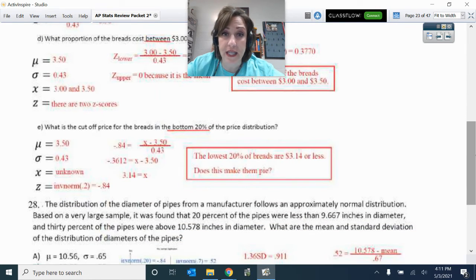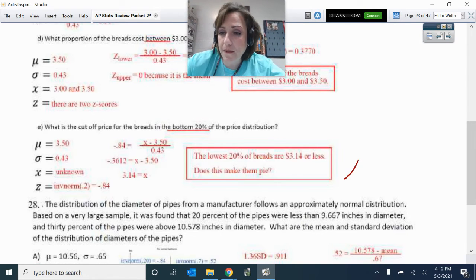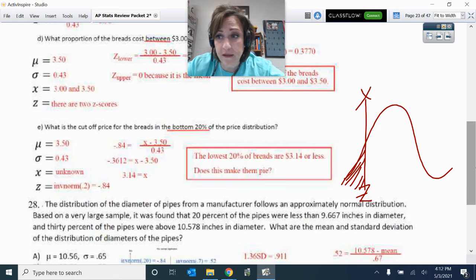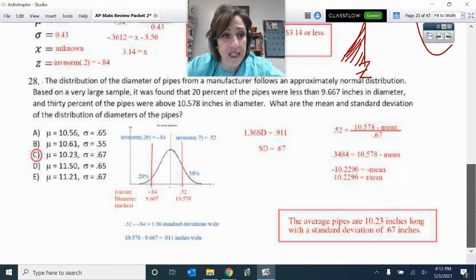All right, and then look here, the cutoff for the bottom 20%. So that's indicating to me an area below. So I did inverse norm, that area below is the z at that spot, and then I solved for the cutoff price at that bottom 20%. So, keep in mind if you are drawing a picture here, we want to solve for that where we have this 20% below. So we inverse norm to get that z-score, and then we solved. So for so many of these, if you drew a picture, then you can understand what's happening.